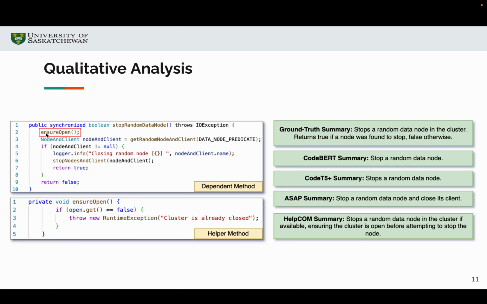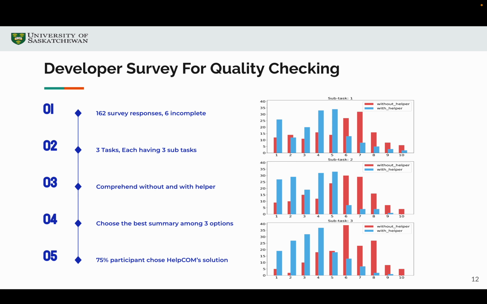So it takes helper method info and also ensures the cluster is open before attempting to stop the node. So you can see our summary is mostly aligned with the summary written by the developer, the ground truth summary, which proves that qualitatively HelpCom includes more rich contextual info to understand the method rather than the other baseline techniques.